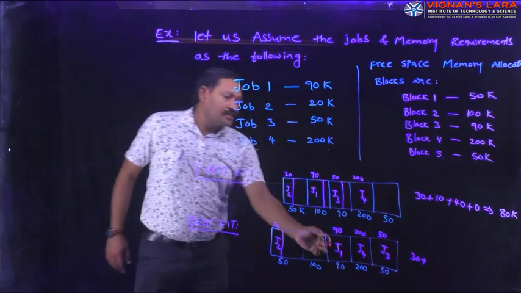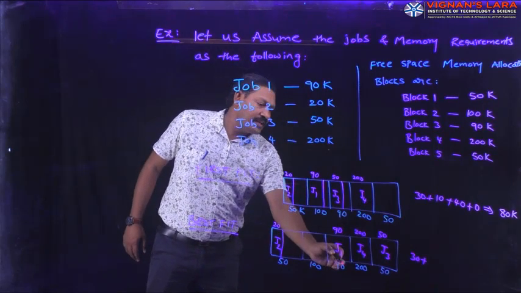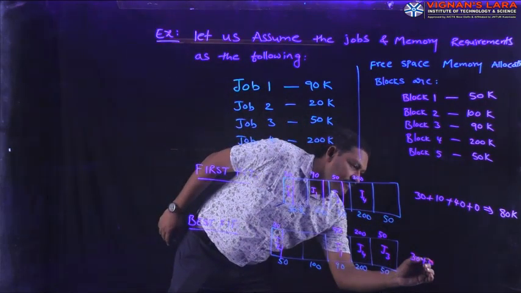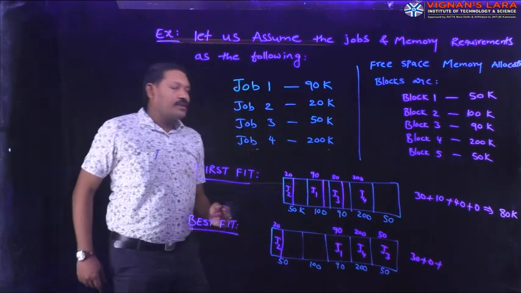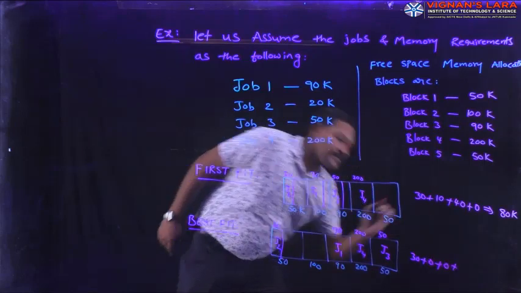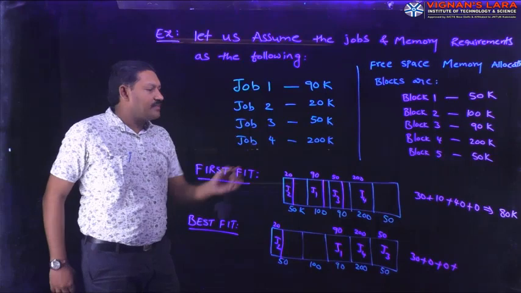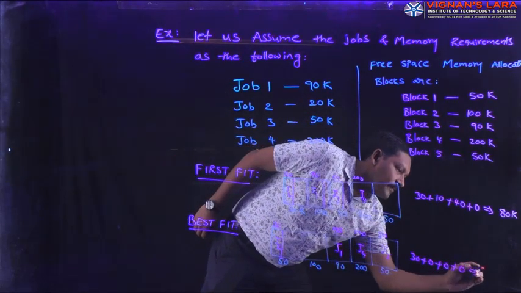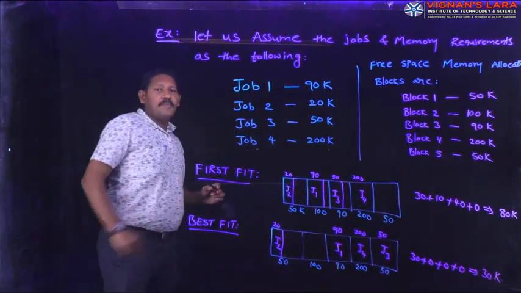Okay. Coming to the third block, 90k is available and we have utilized 90k. So there is no wastage here. Coming to block 4, the available memory is 200k, whereas we have utilized 200k. So no wastage has taken place. Similarly, in the last block, the available memory is 50k and we have used 50k. So there is no wastage of memory. So finally, 30k is being wasted using best fit.